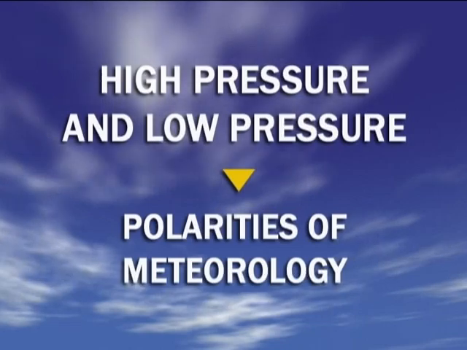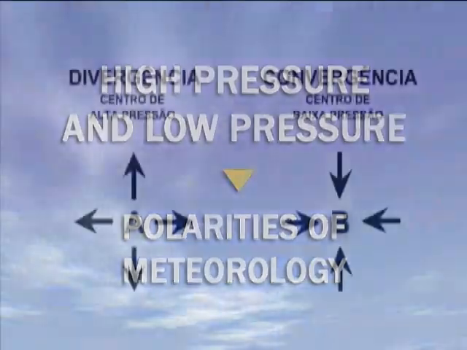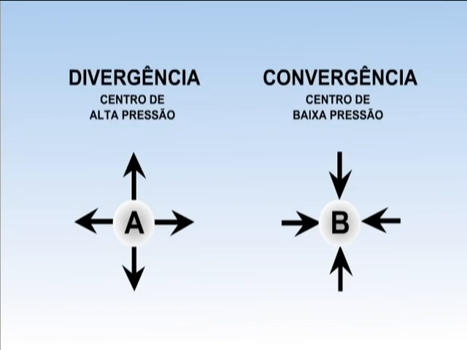For meteorology, the polarities are called high pressure and low pressure. This difference between high pressure and low pressure will generate movement, will generate wind, will generate thermals, the so dear thermals that we have, and we will have the descending drafts as well. All this movement is associated with this polarity, high pressure and low pressure.